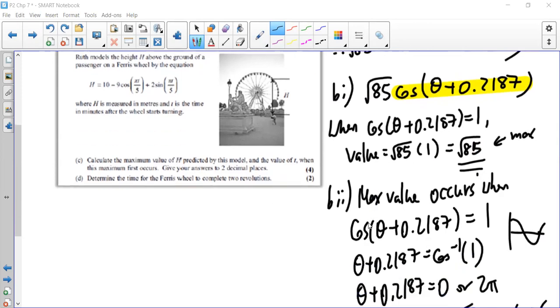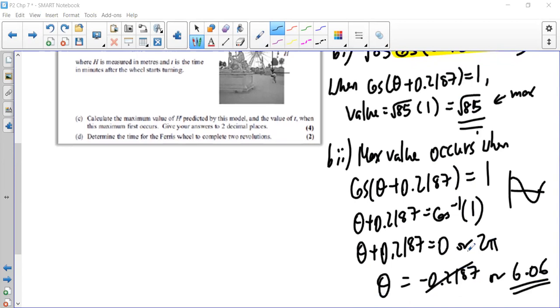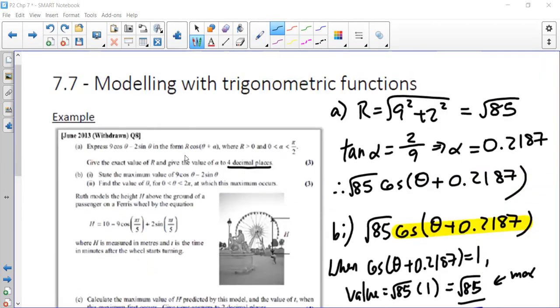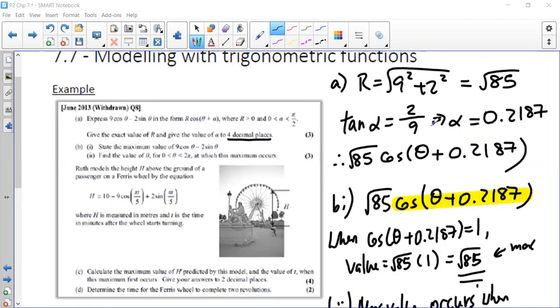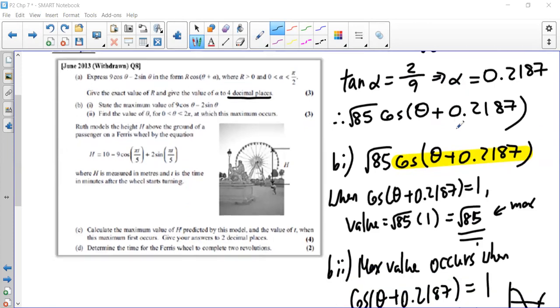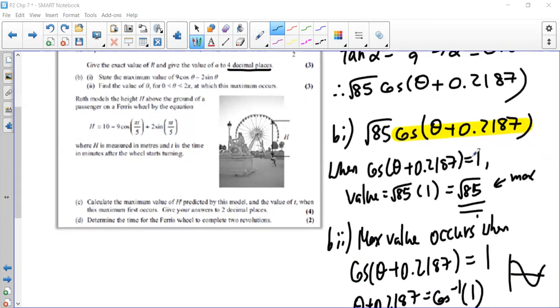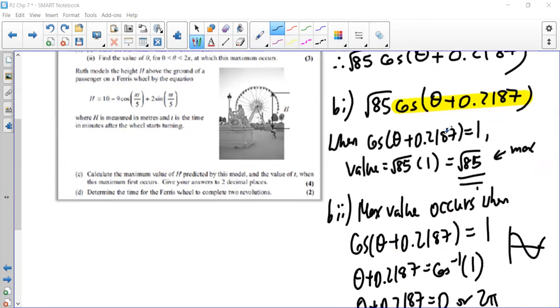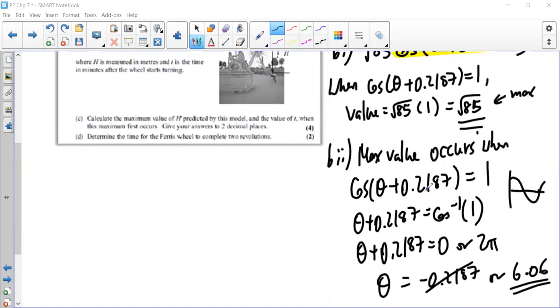Right? Part B2, the maximum occurs when we let the highlighted part equal 1, and then we solve it. And 6.06 is the first positive answer that we need. As I said, it's like a meal deal. First, change it into r cos(theta plus alpha) form, and then find a maximum or minimum. Then the last part, like a drink or the snack, whichever you prefer, is when does this maximum or minimum value occur or arise? Okay.